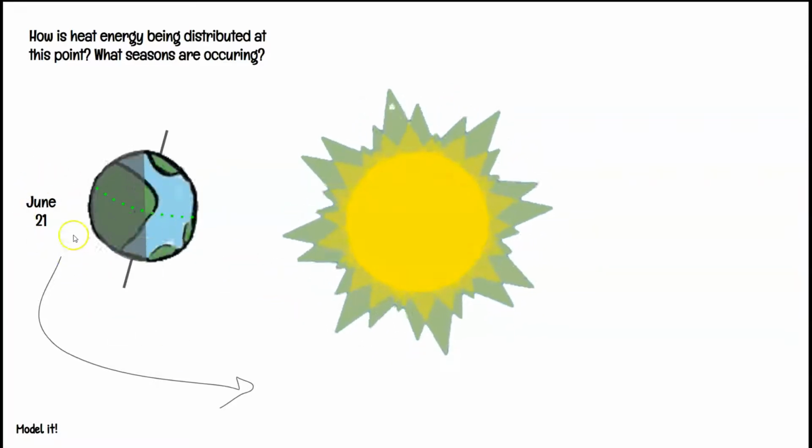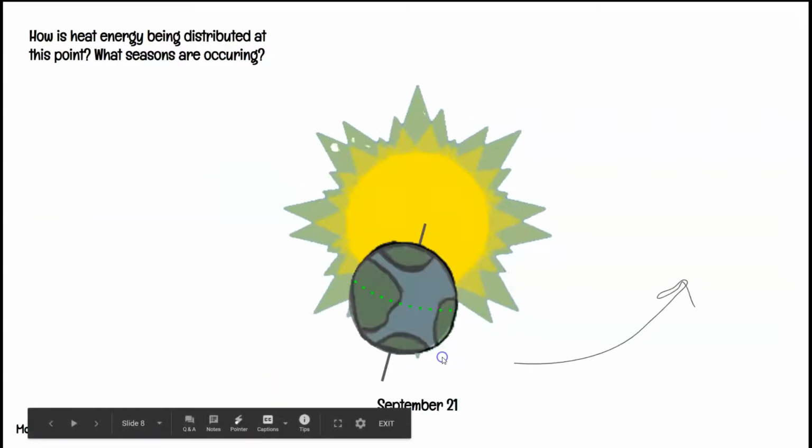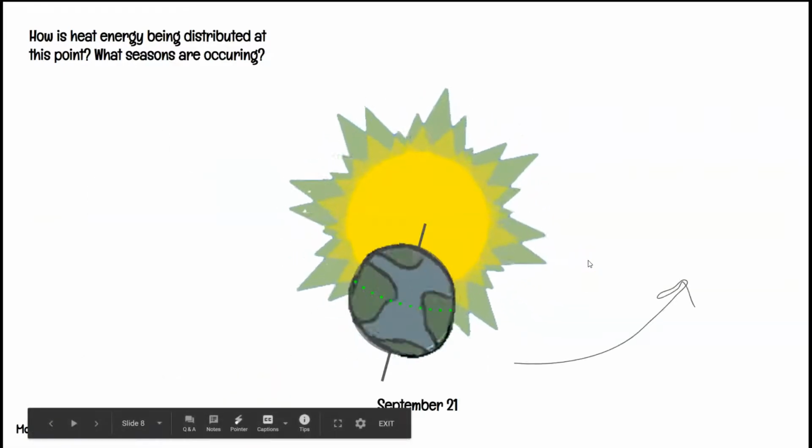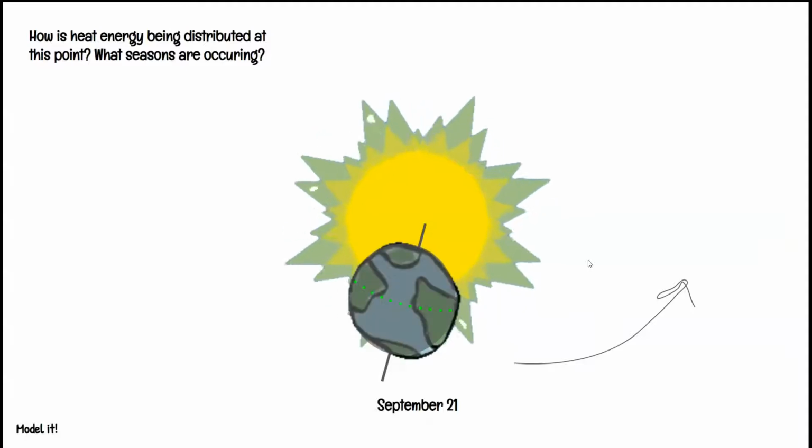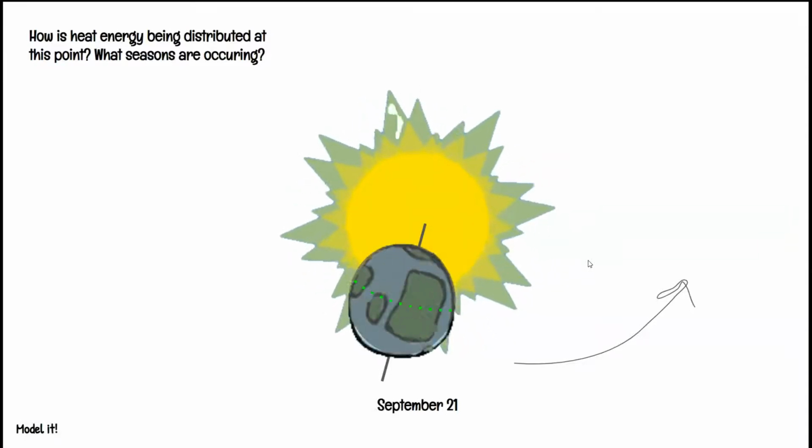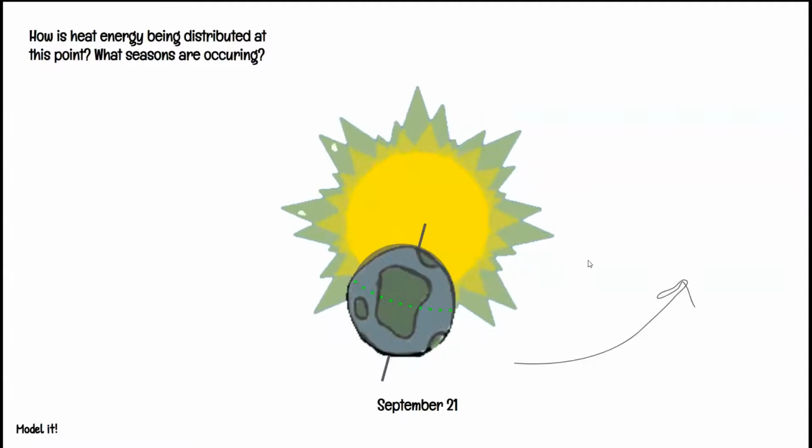So I'm going to continue my leftward motion, my counterclockwise motion, and I'm going to move on to September 21st. So on September 21st, the Earth is neither tilted towards nor away from the sun.